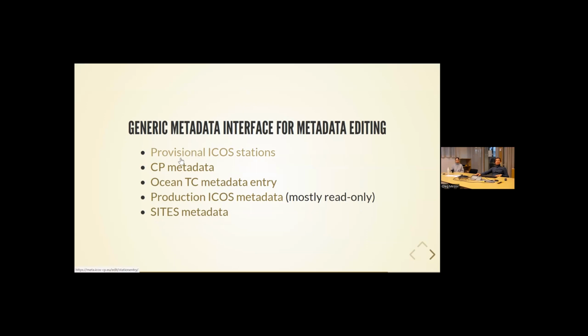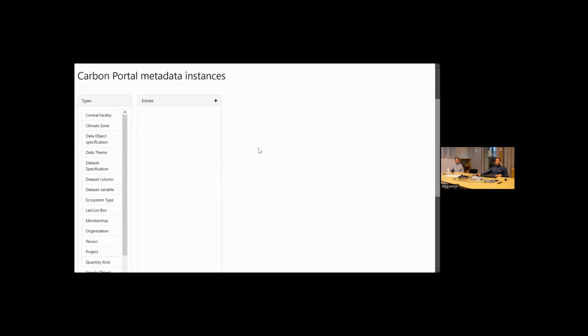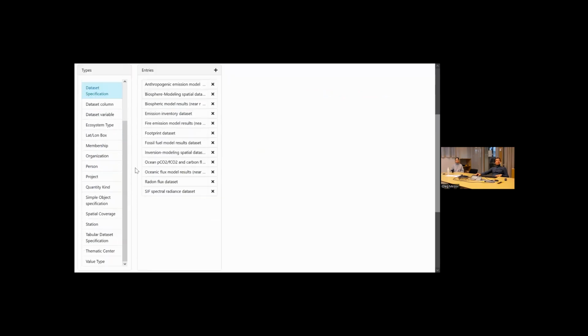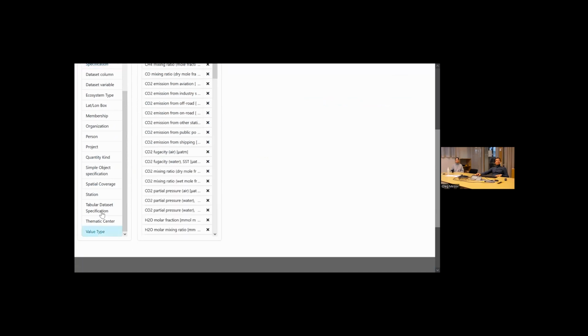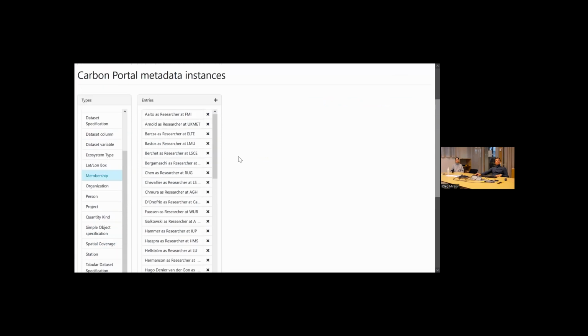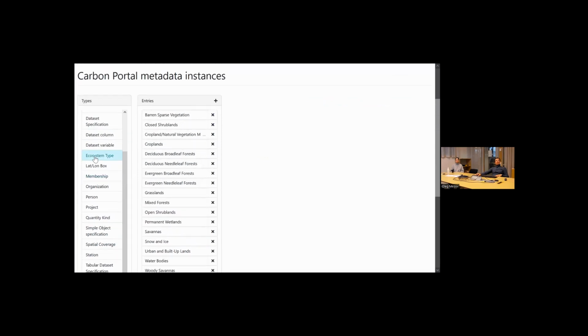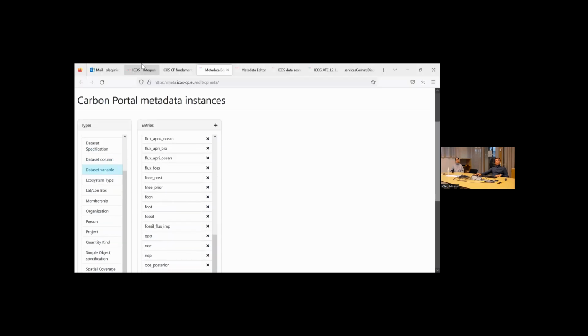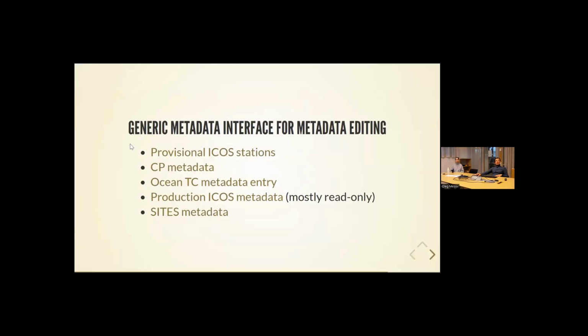There's provisional stations, which is one type of metadata. Then we have our own Carbon Portal metadata, which has a different metadata model. And this is, by the way, where we define our value types and variable names and so on. And some of these memberships and ecosystem types, some variables as they come to us, and so on, you name it, we define it there. And that's why the preparatory work for data upload is done, by the way, when we need to predefine the metadata for what is going to come in.